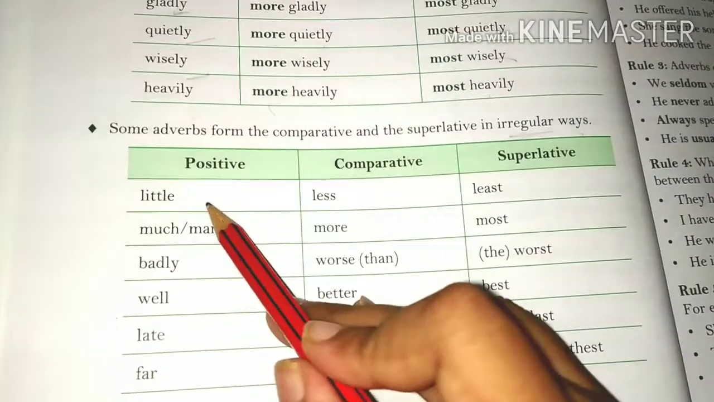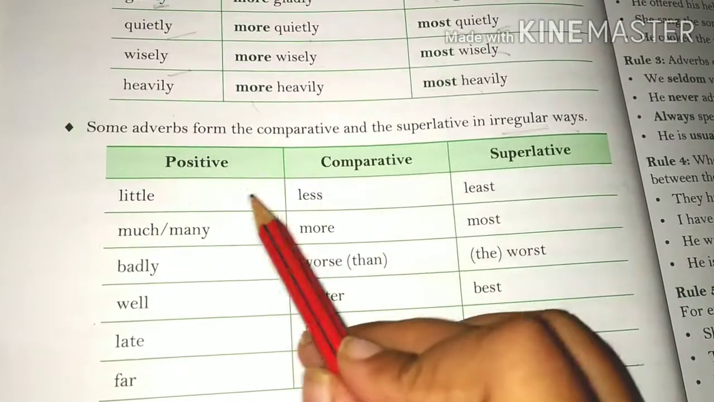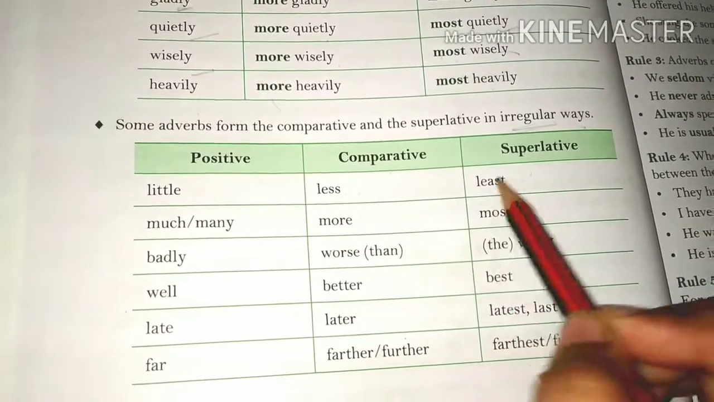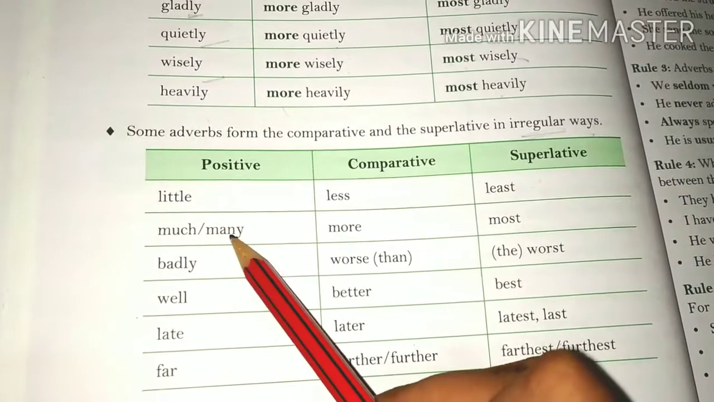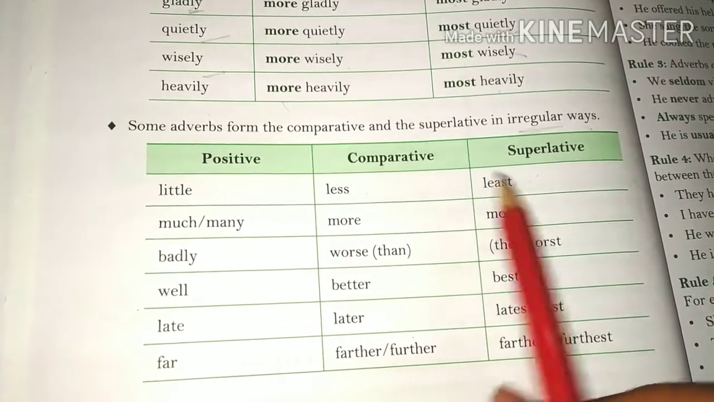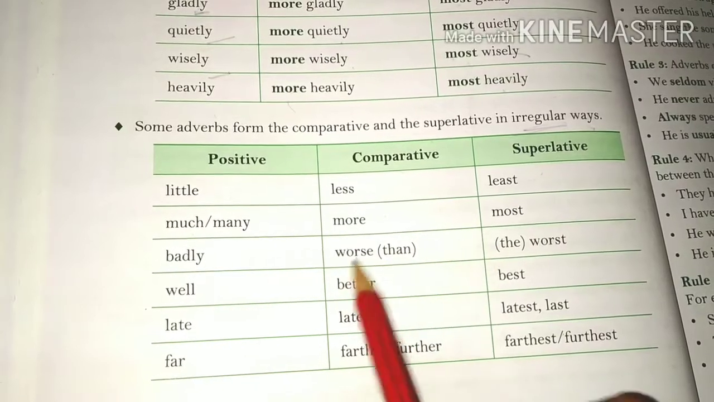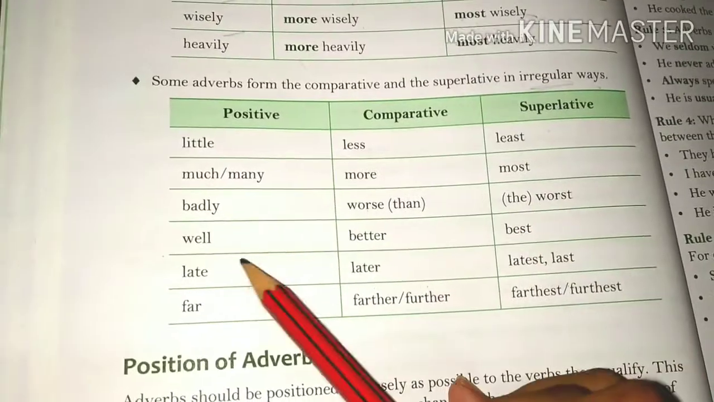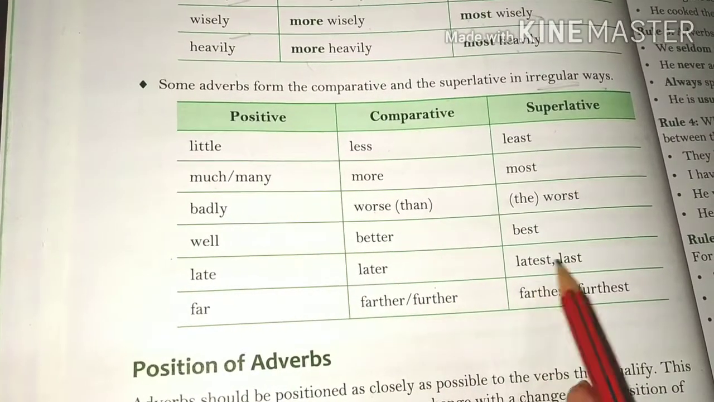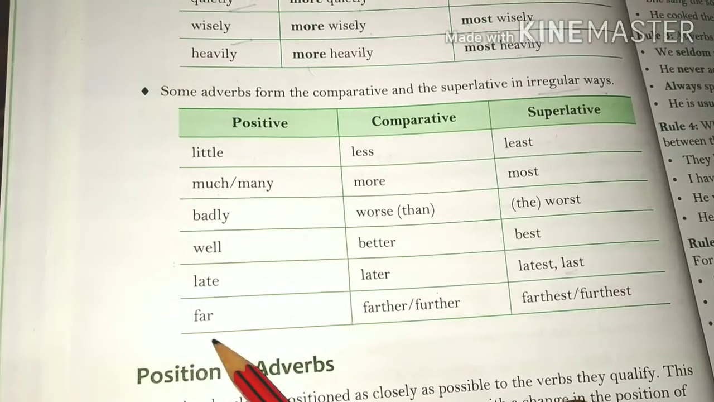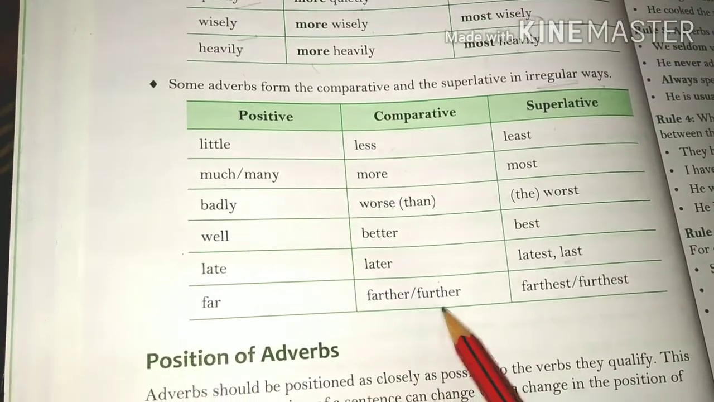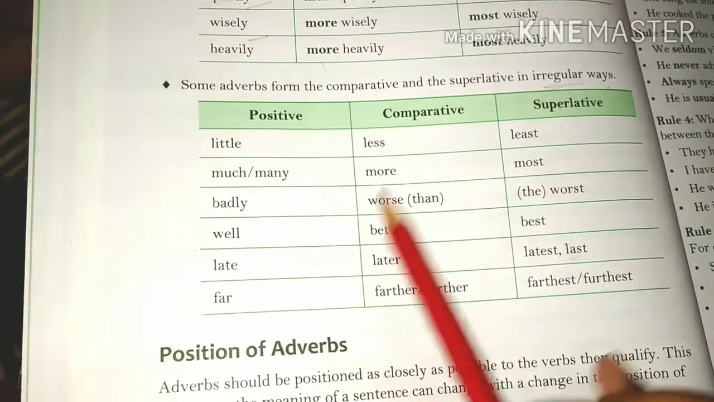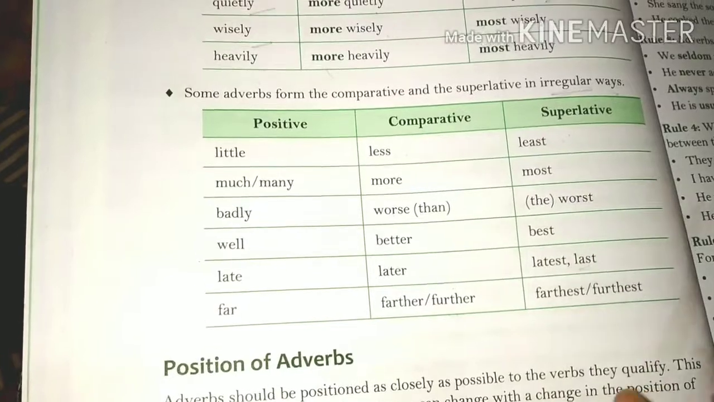Let's see, like little, less, least. As you can see, the spellings are changed in all the forms. We have not added er or est, or more and most. Much, more, most. Badly, worse, worst. Well, better, best. Late, later, latest and last. Far, farther, further, farthest and furthest. You have to learn all these comparative and superlative degrees.